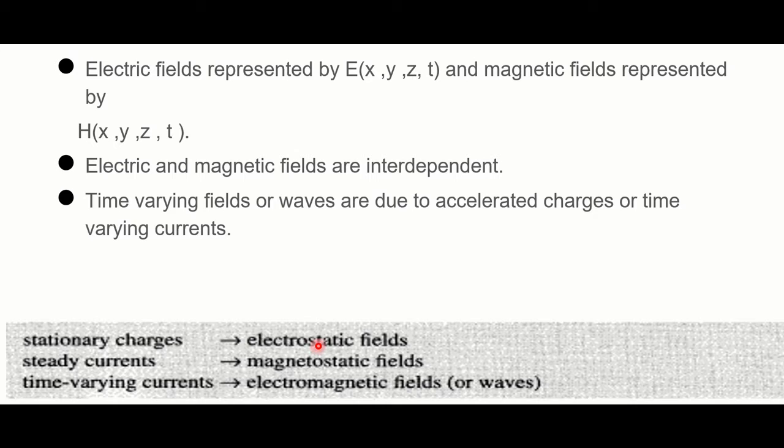Already we know that the electrostatic field is due to stationary charges, and the magnetostatic field is due to charges moving with constant velocity. But in the case of time varying fields or waves, it is due to time varying currents or accelerated charges.